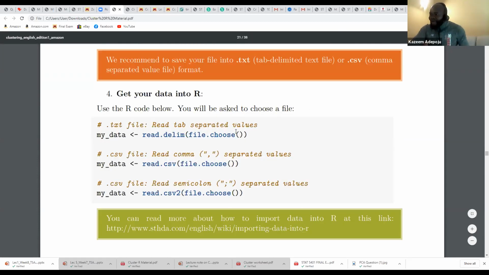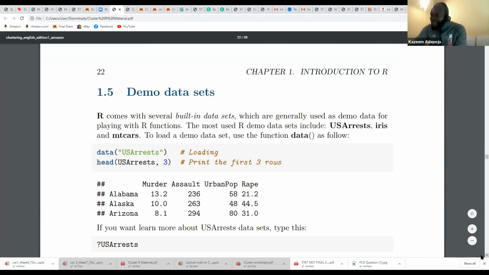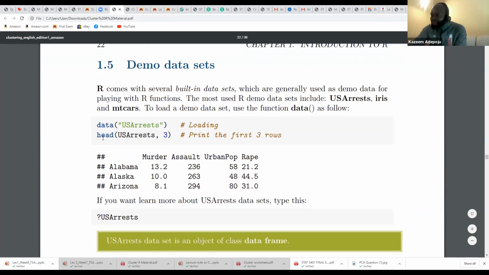Take a look at the data set right here. If you copy that data set into R, you can work on it. Take a look at this. In fact, let me do this right now. I'm going to copy this right now.